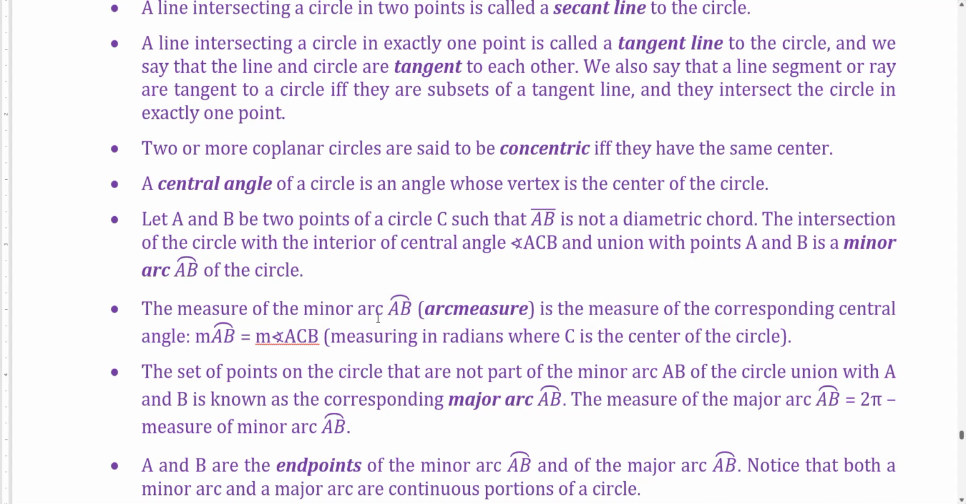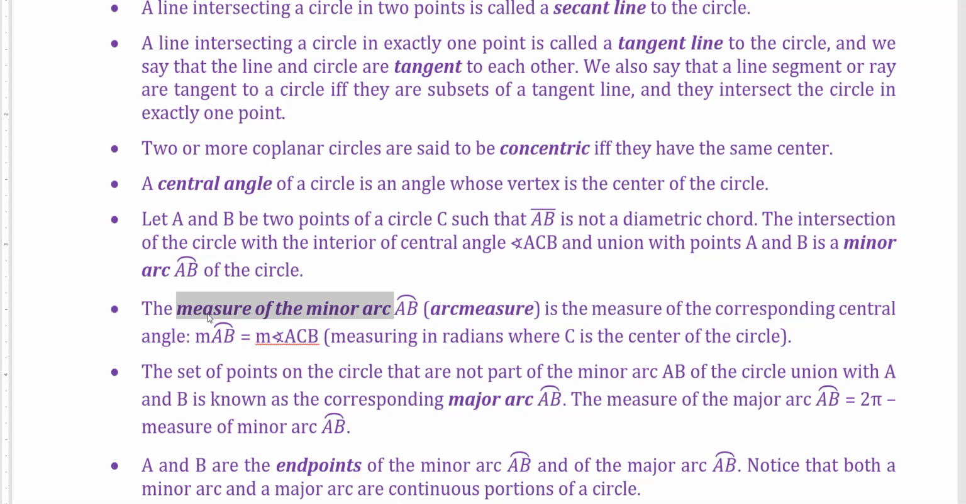The measure of minor arc AB is the measure of the corresponding central angle. So in other words, the measure of arc AB is the measure of angle ACB, where C is the center of the circle. And again, we'll typically measure in radians, although one could use degrees.